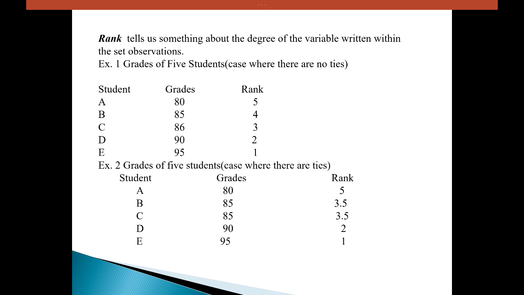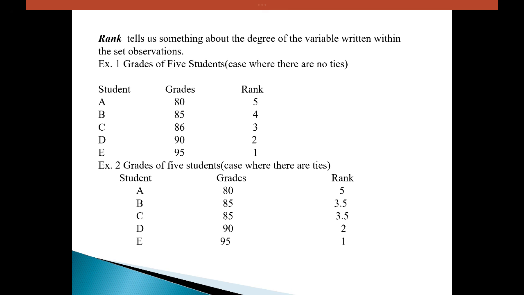When we rank them, you rank them according to descending order. When we say descending order, you rank them from highest to the lowest one. Among these 5 students, student E has the highest grade, 95, so you put there rank 1. And so on until student A has the lowest, 80, you put them rank 5.